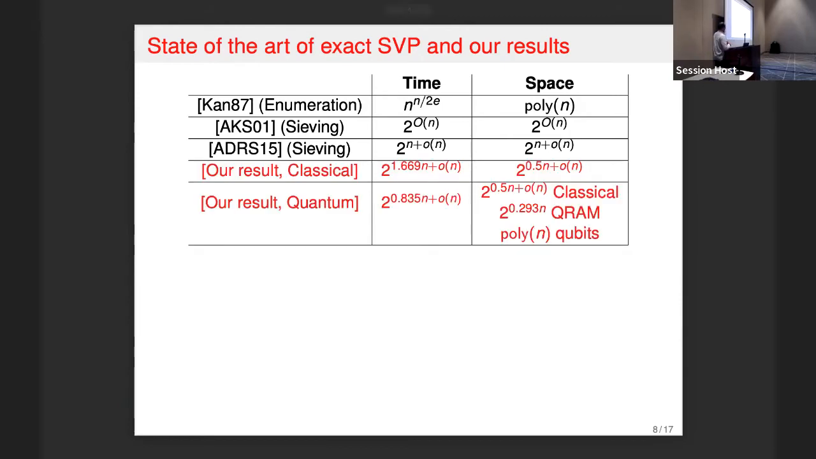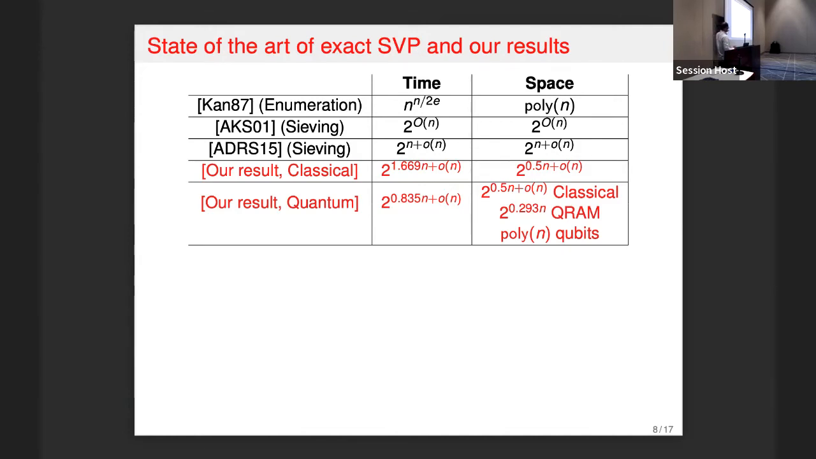So in our work, we first give a classical space-efficient algorithm, which requires 2 to the n over 2 space and takes 2 to the 1.669 n time. And quantumly, we are able to get a much faster algorithm. It takes 2 to the 0.835 n time and requires 2 to the n over 2 space, 2 to the 0.293 n quantum RAM, and some polynomial qubits. So these are the two results about classical and quantum algorithms.